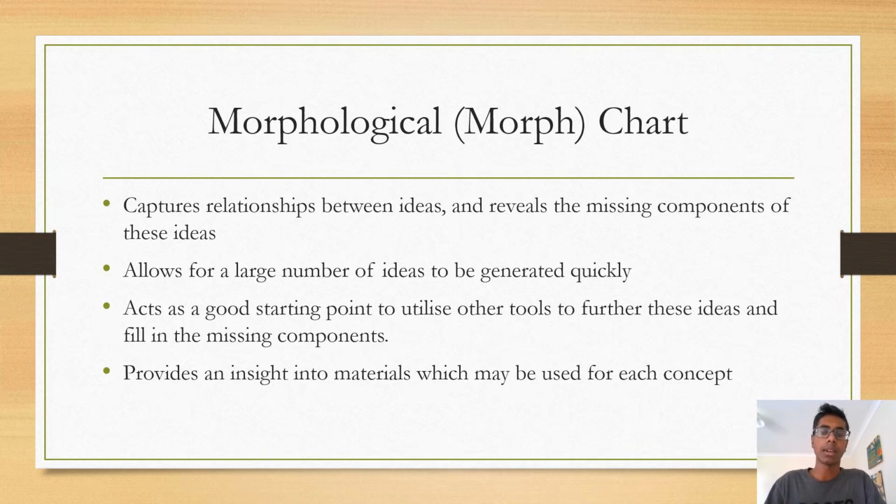For example, a 10 by 10 morph chart yields 10 billion possible solutions, all of which can be used to ascertain the best way to fulfill the client's requests in some capacity. It also provides insight into the best materials which a design could use.